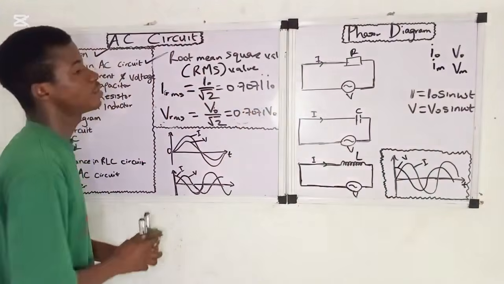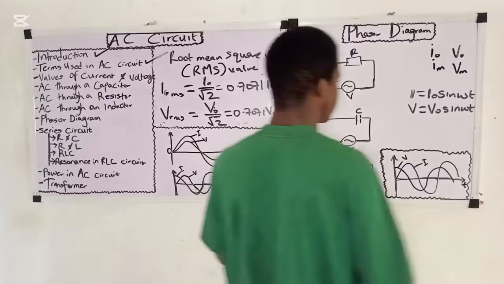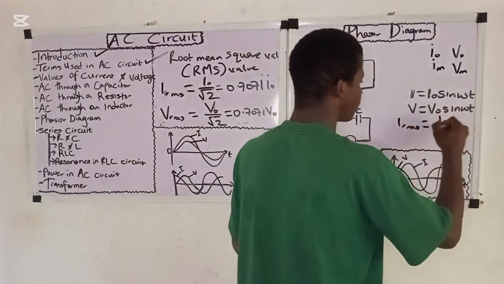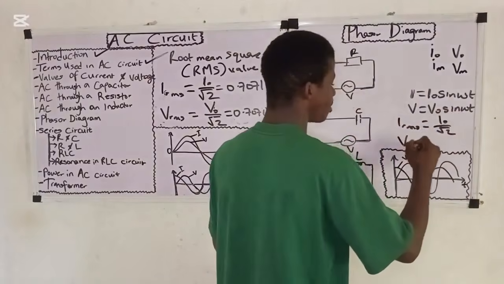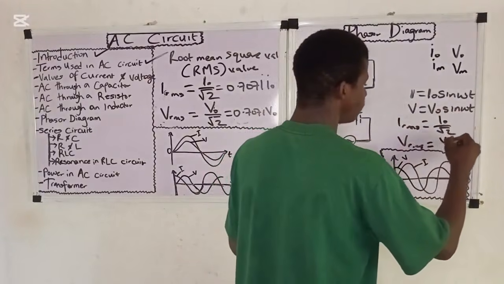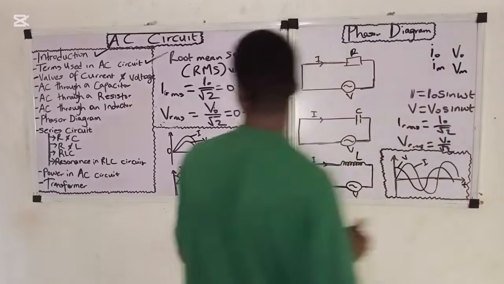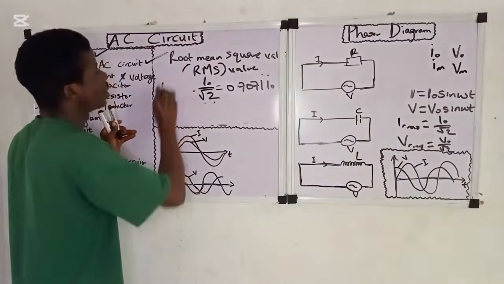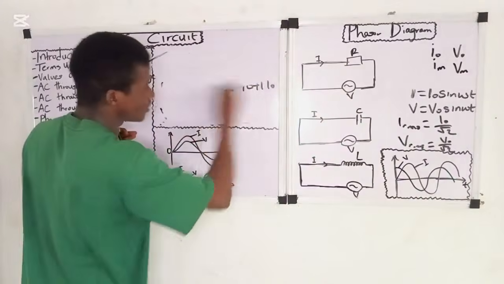So just take note that the RMS value of the current is equal to the peak current divided by root 2. Then the RMS value of the voltage is equal to the peak voltage divided by root 2. So take note of those formulas. These are the important values of current and voltage you need to take note of in AC circuits.